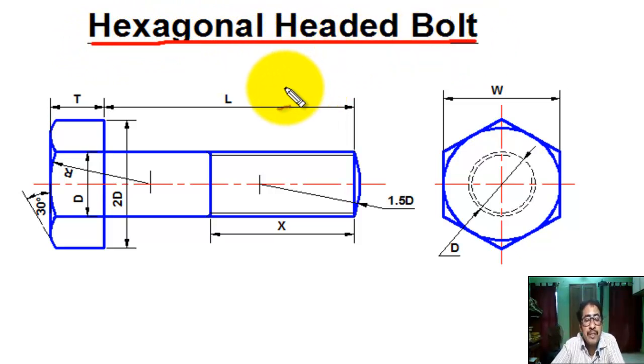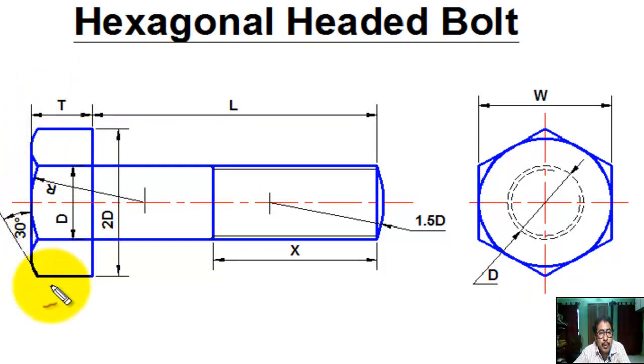Orthographic view means in our drawing we draw front view and side view of the hexagonal headed bolt. This is the front view, this is the side view of the hexagonal headed bolt.